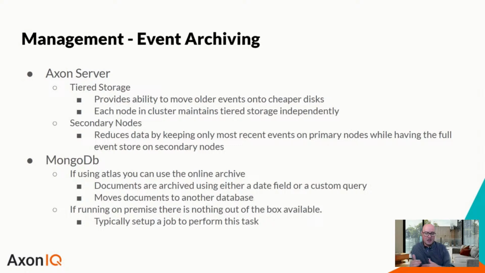So in this case, you're keeping the amount of data in your event store at a consistent level to give you some consistent performance. But again, you're still storing data at another spot too, so the overall costs are not reduced in terms of total storage space. If you're running it on-prem, there's nothing out of the box available that I'm aware of. But a lot of people can typically set up a job to perform this task, and you can then move it just as the online archive would to another database, or you could possibly move it to S3 or some other storage mechanism if you wanted.